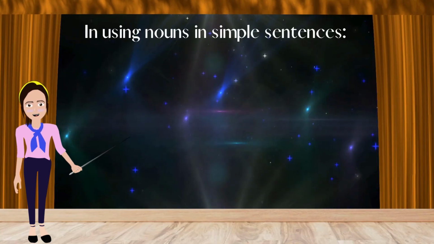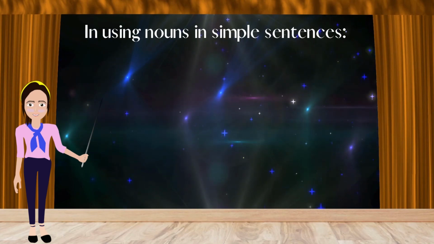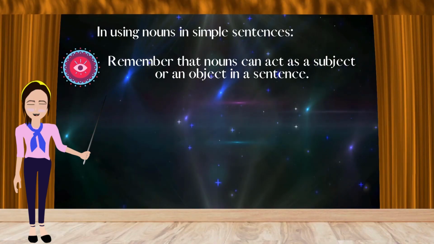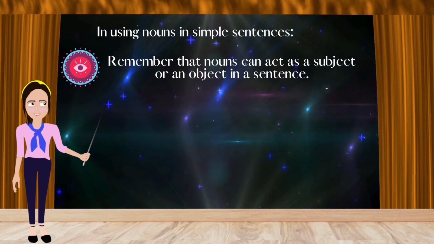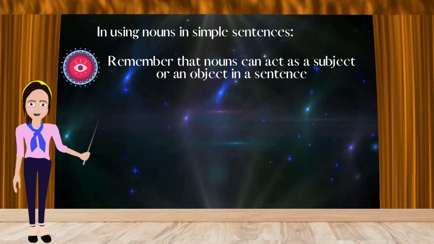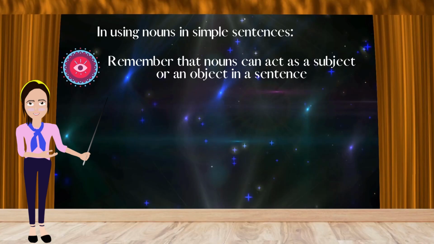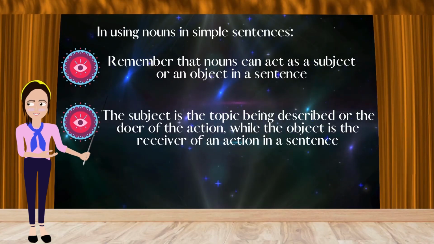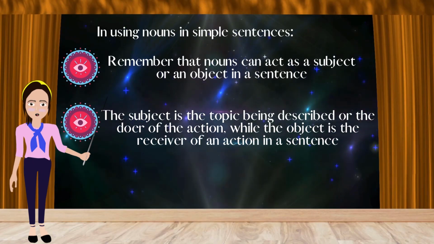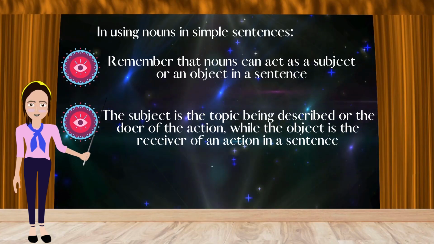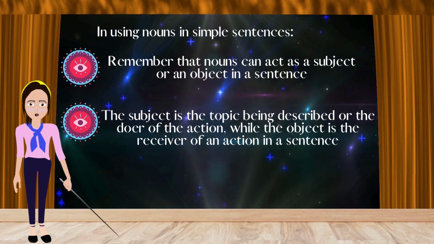Now, let's have our summary of what we have learned today. In using nouns in simple sentences, we must remember that nouns can act as a subject or an object in the sentence. The subject is the topic being described or the doer of the action, while the object is the receiver of an action in a sentence. And this is the end of our lesson.